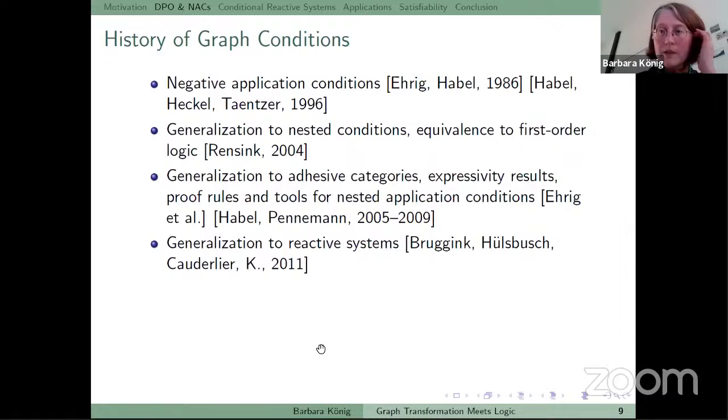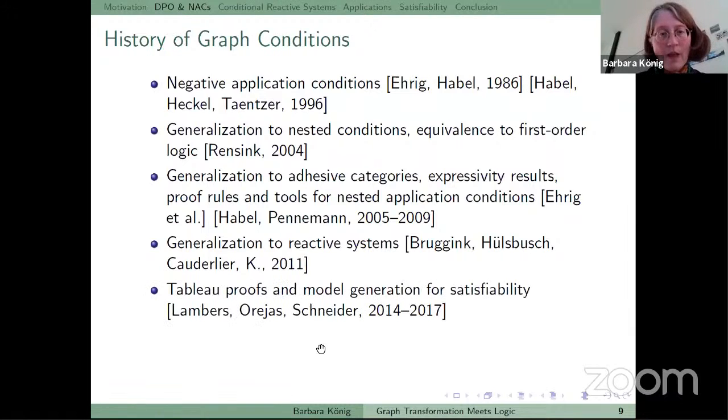Then, well, we did something in 2011. We generalized to reactive systems. This is also something I want to talk about in this talk. Then there was a very nice result by Lynn Lambers and Fernando Orejas, and then also together with Sven Schneider, who did tableau proofs and model generation for satisfiability. I think this is quite impressive.